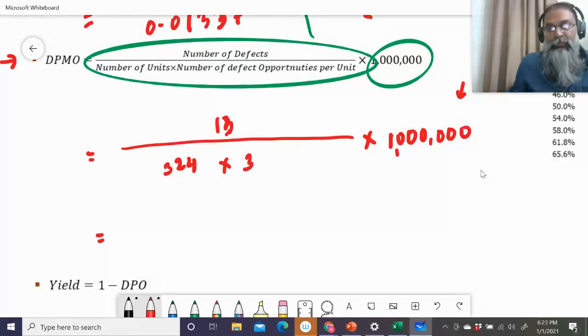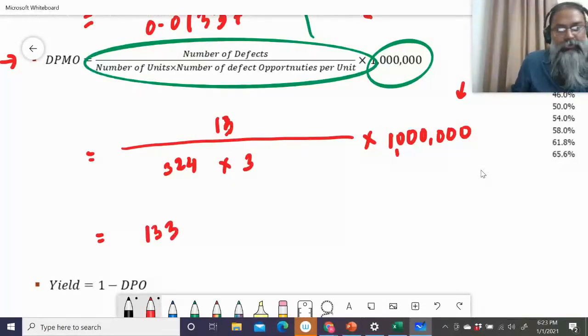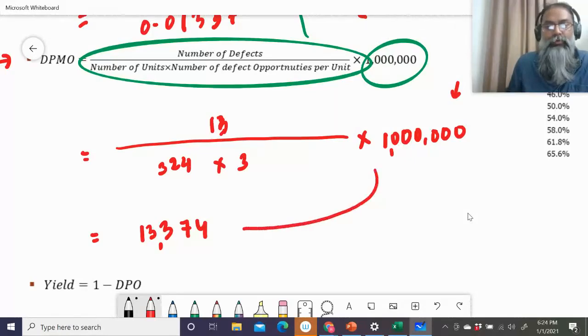Defect. If that is the case, let's check what our DPMO is here: 13,374. Okay, so this is my DPMO. But what does it tell? It tells in 1 million units what would be the total number of defects that are likely to occur, and that is 13,374.